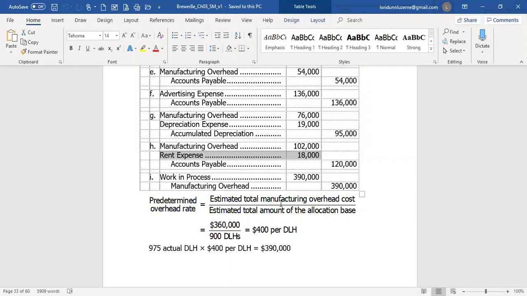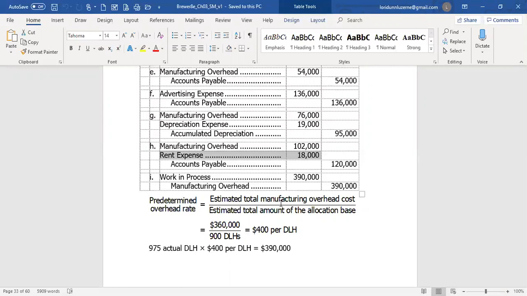Remember, we based it on the 900. So we said we will have a total of 360,000. That's our estimate of these manufacturing overhead costs if we have 900 hours of direct labor hours. So we actually apply overhead based on $400 per direct labor hour.